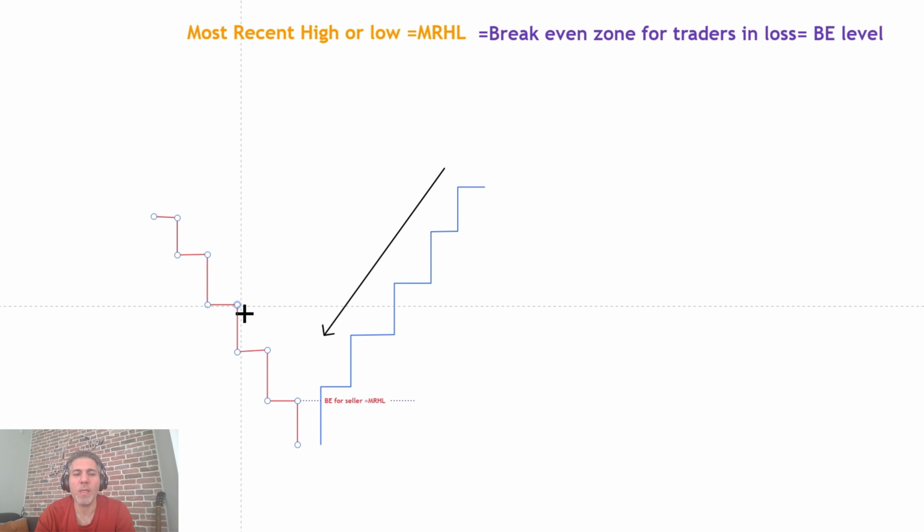What does it mean? We have some people who wanted to sell here. Now, what happens later on? Their positions are in drawdown when the price goes up and up and up.